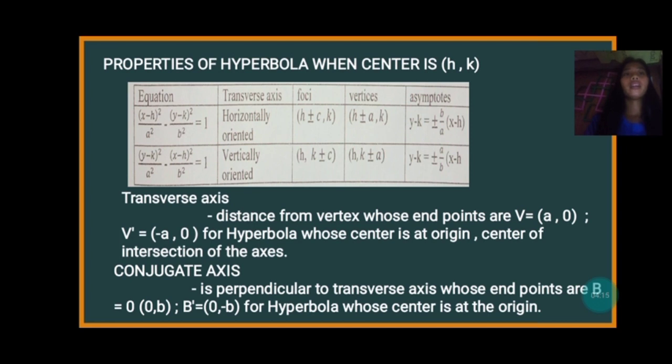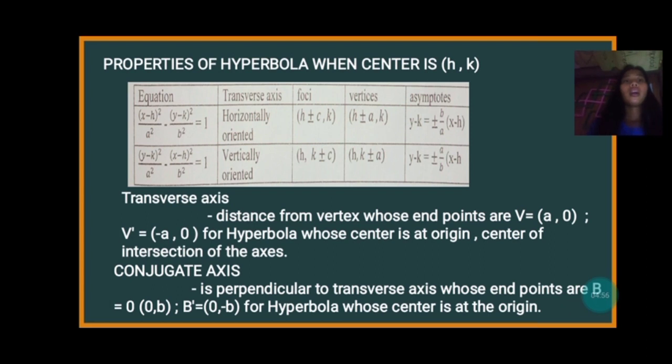And when your hyperbola is vertically oriented, your equation is the quantity of y minus k squared over a squared minus the quantity of x minus h squared over b squared equals 1. Then your foci are (h, k positive or negative c), your vertices are (h, k positive or negative a), and your asymptotes are y minus k equals positive or negative a over b times x minus h.